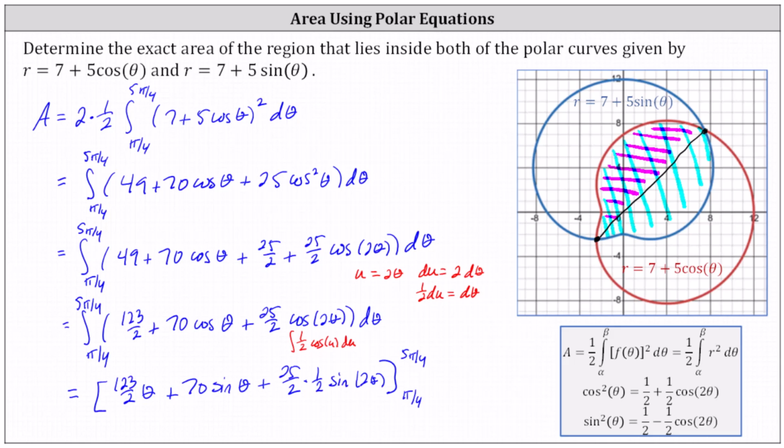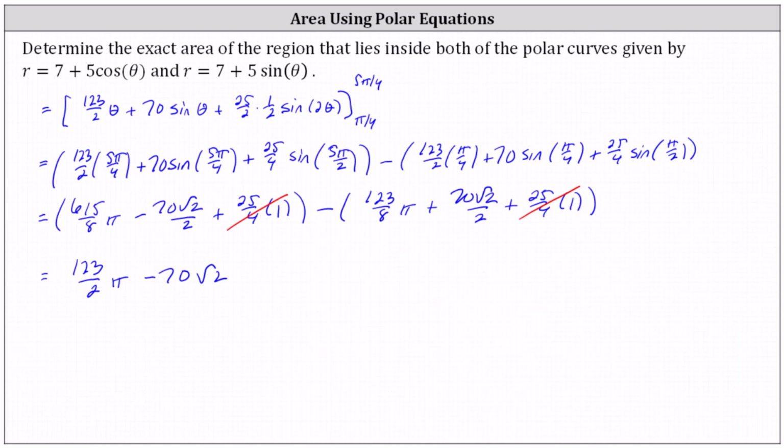Again, we set up the integral to find this purple area, but then we multiply it by 2 to determine the total area. And of course, this would be square units.